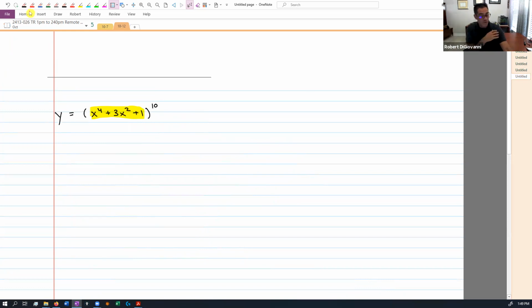So Leibniz would have done this. We said, okay, this is a composition. I've got like this inner and outer thing. So it goes, okay, ultimately I have y equals some crap to the 10th power, right? And then the crap that's inside is actually all this stuff right here.